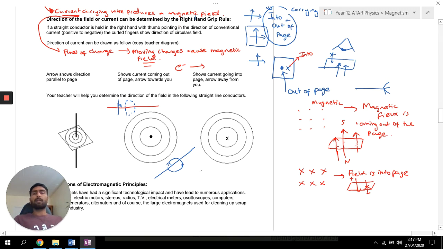The next question is, which way would the field be going if the current's going this way? How do I know? For a current carrying wire, we use the right hand, and most of our rules are right hand rules. You use your right hand for most rules, apart from generators. In electromagnetism, you always use your right hand for any of these.